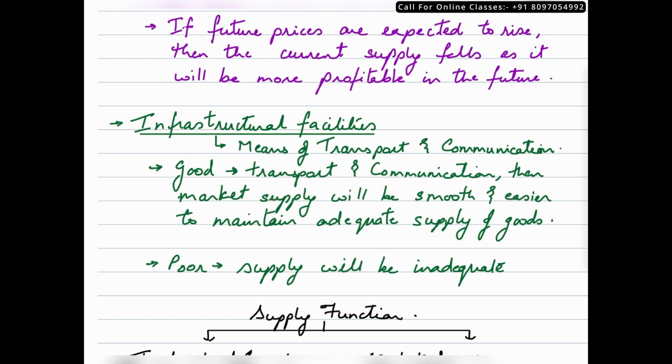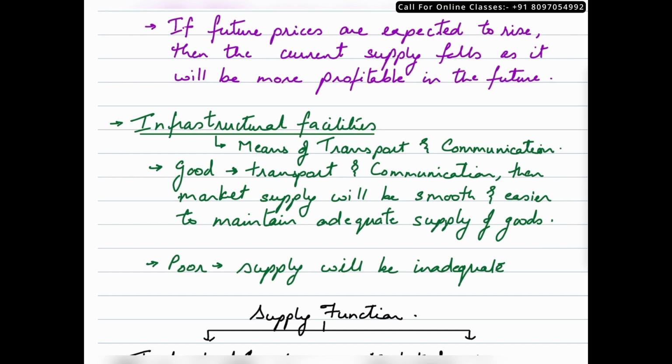On the other hand, if these facilities are poor, say for example roads are broken or the communication is not that advanced, or sellers do not have access to the information that they would need to make production oriented decisions, then it is possible that the supply would be inadequate. Hence the market supply in this scenario where the means of transport and communication are poor would be low. Alright, so these were the three factors that would specifically relate to market supply.